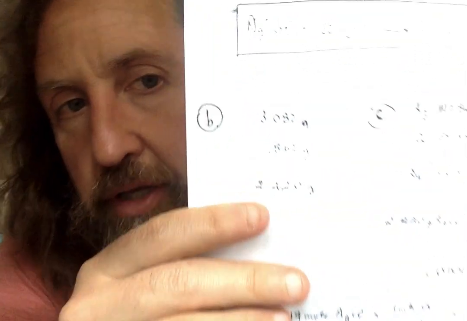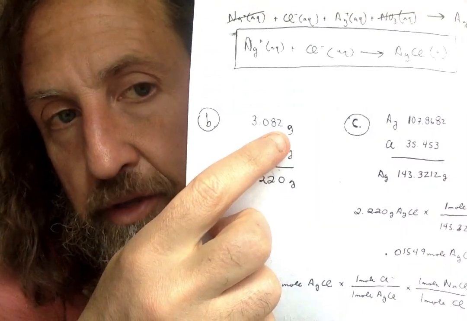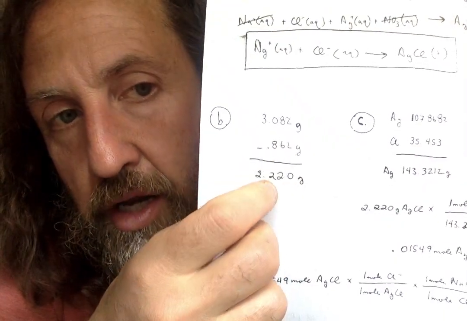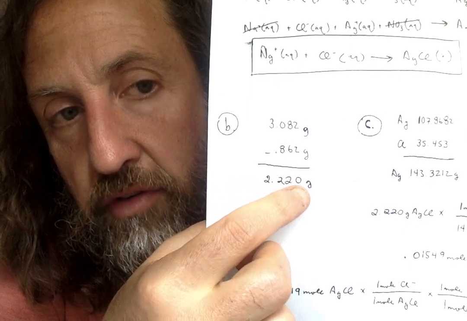But we got to remember that we do have that precipitate on a piece of filter paper. And so what we're going to do is take, in B, the mass of that precipitate in filter paper, take away the filter paper, and you'll notice here that I get 2.220.